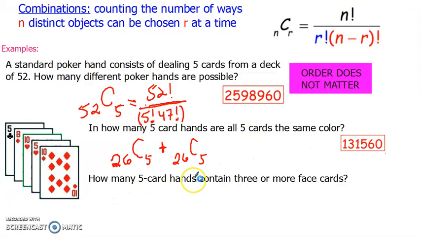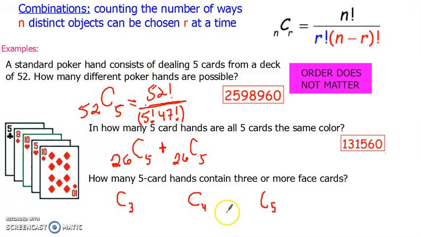How many 5 card hands contain 3 or more face cards? Well, again, we've got that word OR in there. So what we're going to need to do is set up for 3 cards. So again, I'm going to do a combination. I'm going to do 3 cards at a time. I'm also going to have to do a combination for 4 cards at a time. And I'm also going to have to do a combination of 5 cards at a time.